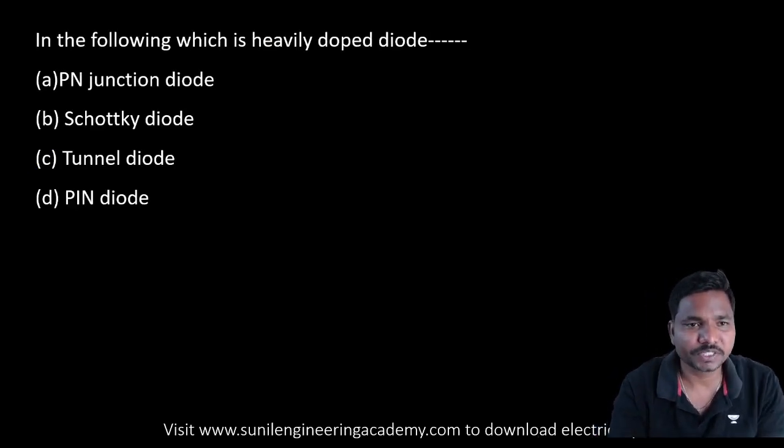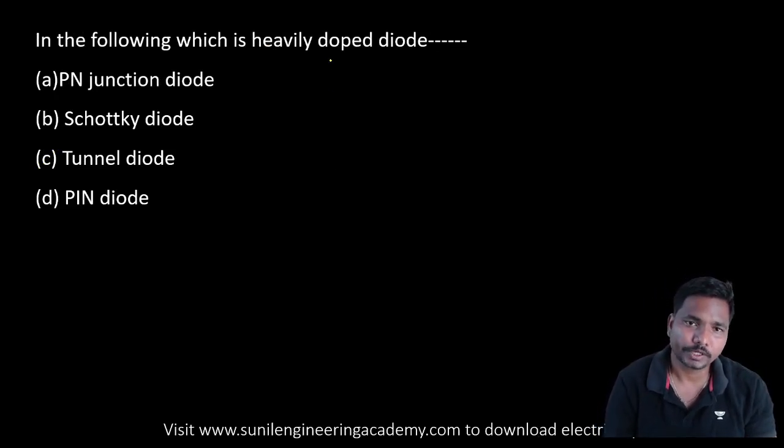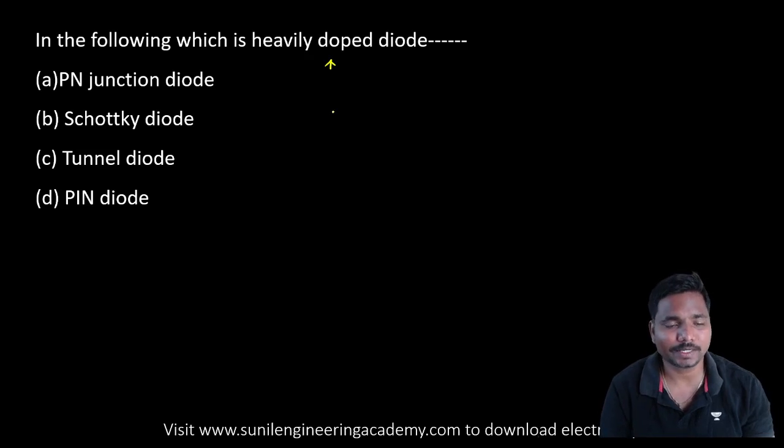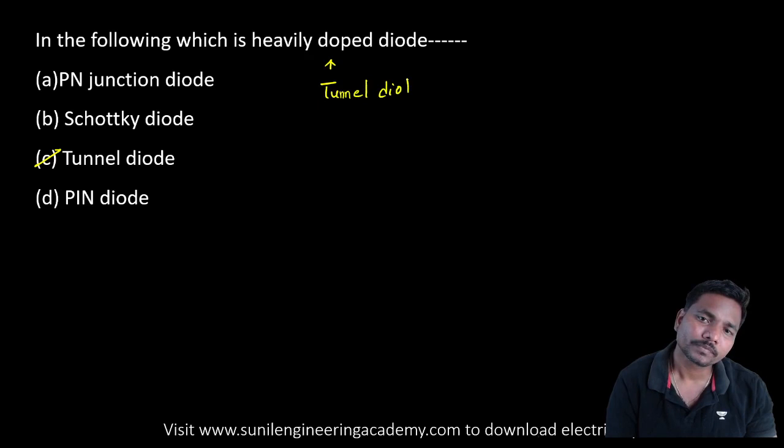Which of the following is a heavily doped diode? Heavily doped diodes are nothing but the tunnel diode and also the Gunn diode. Here the tunnel diode is given, so we have to go with the tunnel diode. Tunnel diode is a very heavily doped diode. And the PN diode is a lightly doped diode.